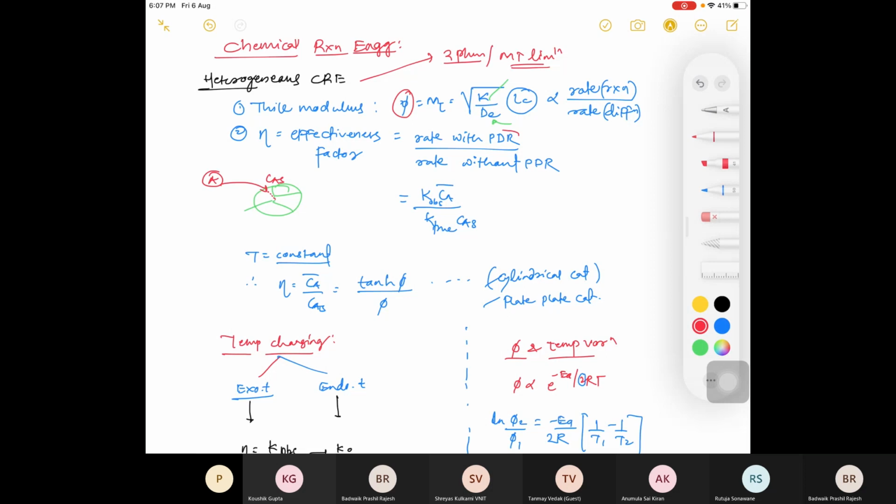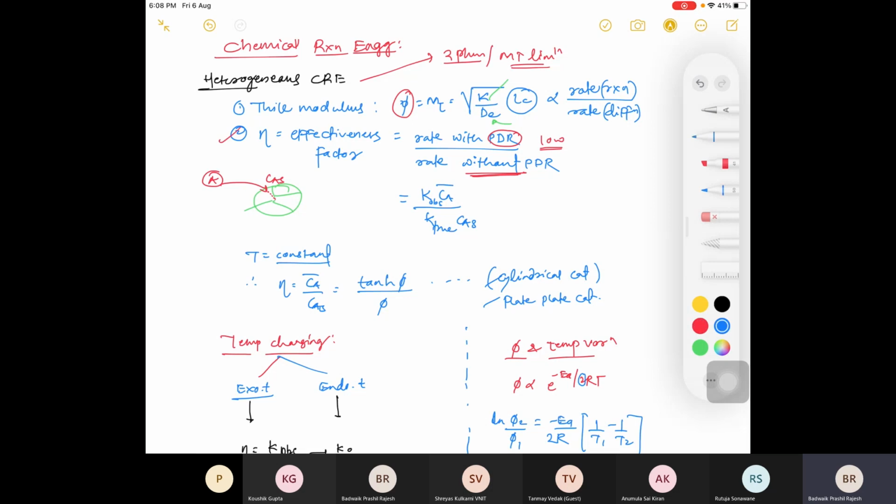So if there is pore diffusion resistance, what is my rate? And if there is no pore diffusion, what is my rate? I'm just taking the ratio. You can see here, when there is no pore diffusion, there is no resistance, so the rate will be high. And when there is pore diffusion resistance, the rate will be low. So you can see the effectiveness factor is always lower than 1. So this is about the effectiveness factor.